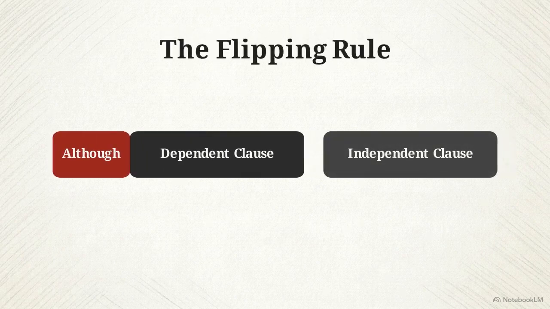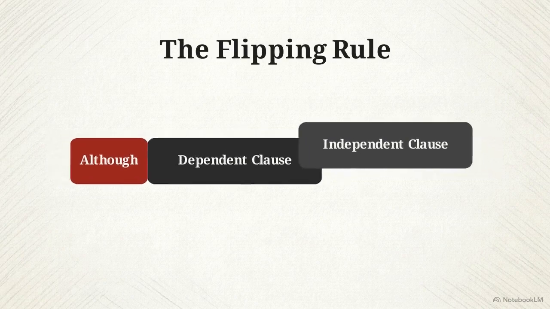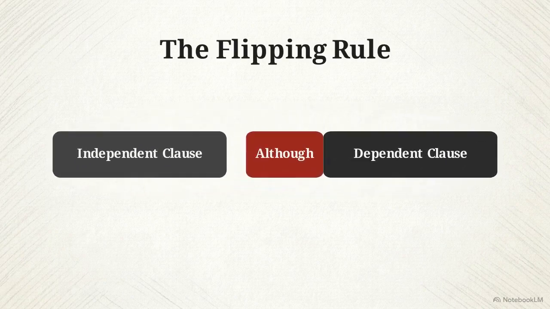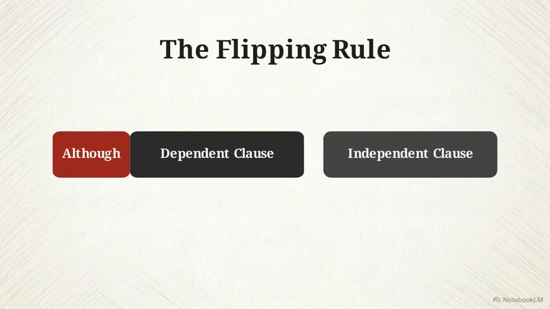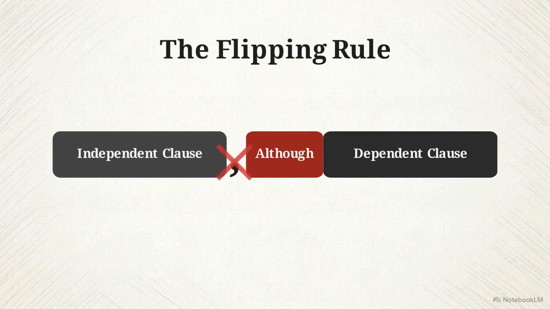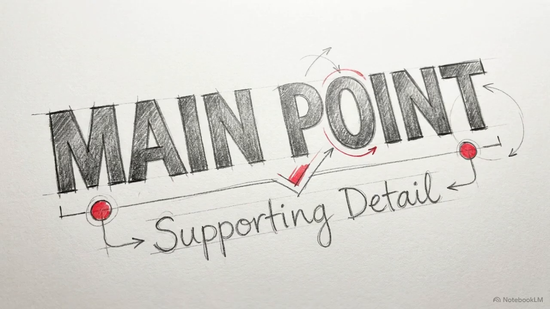You can easily swap the order of the clauses in a complex sentence, but the punctuation must shift as well. The rule is straightforward. If the subordinator starts the sentence, like although, you place a comma at the end of that dependent clause. If you flip it so the subordinator sits in the middle of the sentence, you drop the comma entirely. This structure establishes a clear hierarchy, explicitly telling the reader which idea is the supporting detail and which is your main point. Let's test these two structures.